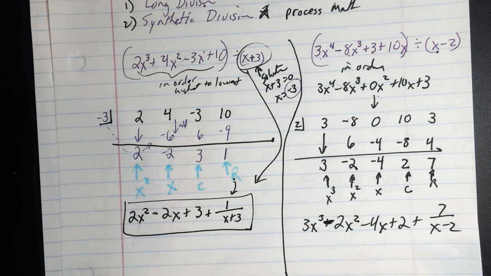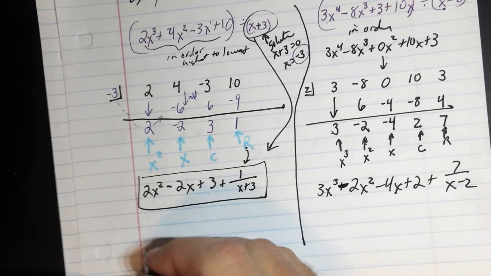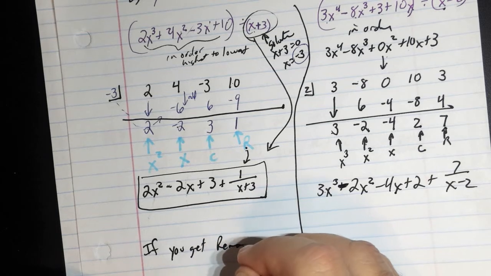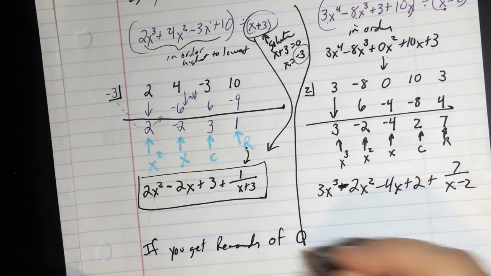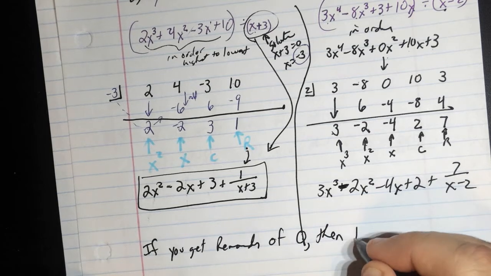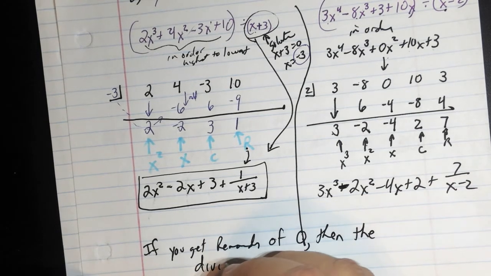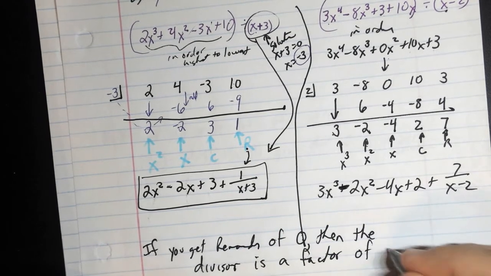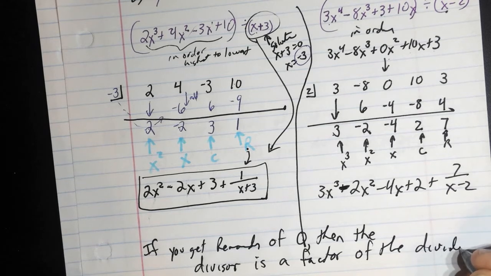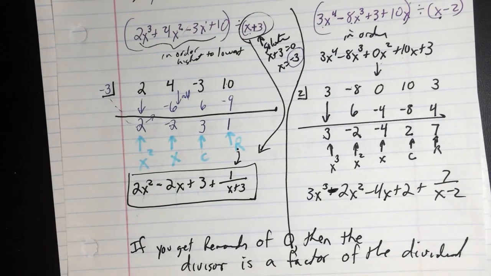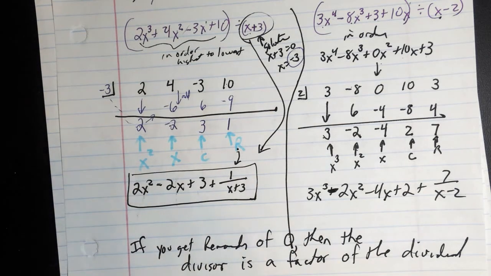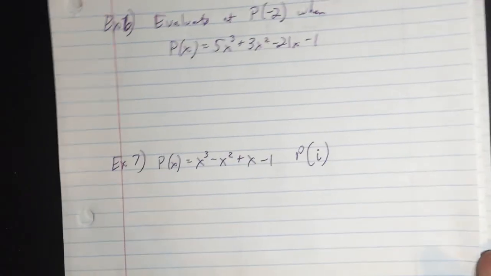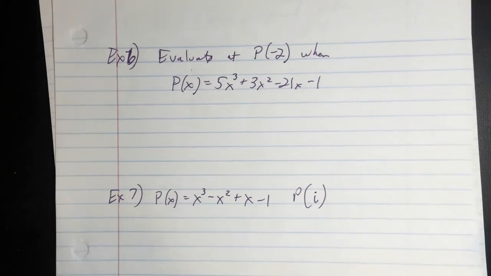So what happens if you get a remainder of 0? If you get a remainder of 0, then the divisor is a factor of the dividend. And that is something that we are going to be using later on as we use this skill. Some of the other stuff we can do with synthetic division.